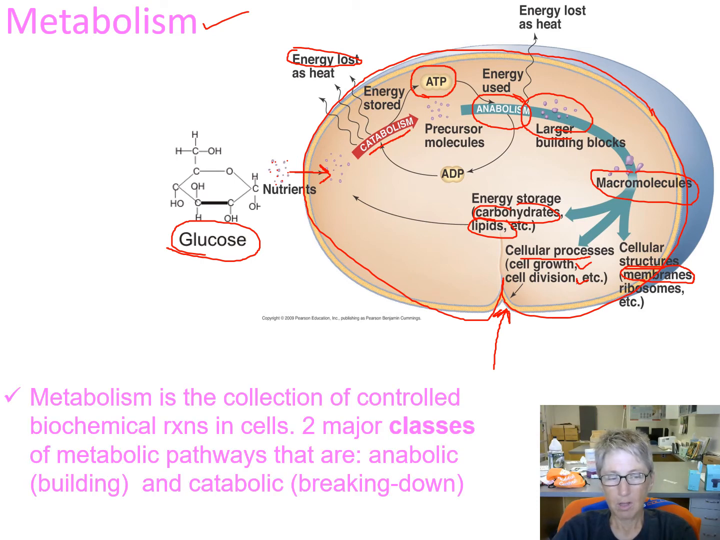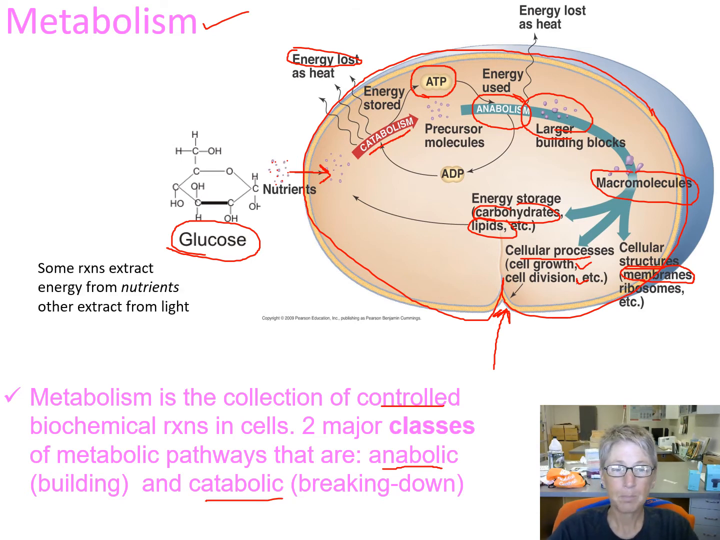So a generalized definition of metabolism is that it is a collection of controlled biochemical reactions. So they're not just biochemical reactions happening willy-nilly. They are controlled, and they happen in cells. There's 2 major classes of metabolic pathways: the anabolic class, that's when you build things up, and the catabolic class, that's when you break things down inside a cell. And in our microbiology world, it's important to note that some reactions will extract energy from nutrients, which is what we do as eukaryotes. Other reactions will extract energy from light. So that could happen in the prokaryotic world. It could happen in the eukaryotic world too.